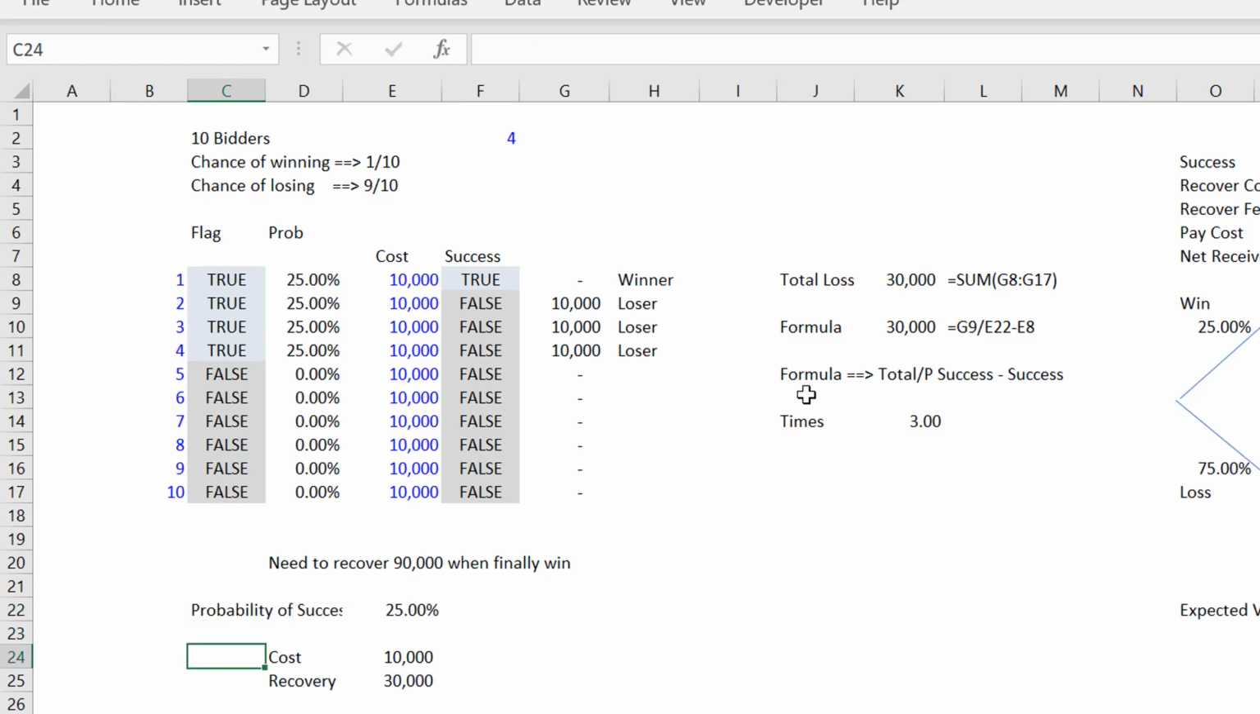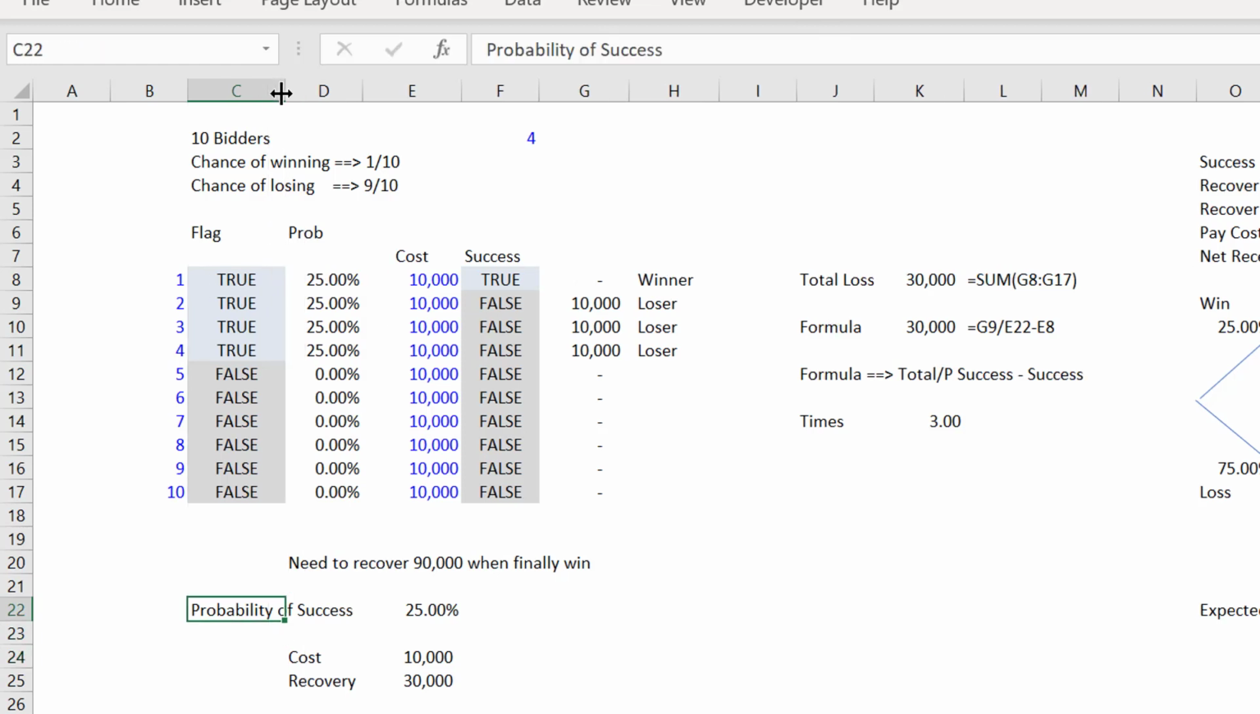And when you succeed, your cost when you succeed is 10,000, and you're going to recover that. That's going to be a development cost that the bank and the off-taker and everybody else is going to allow you to recover. But then you also want recovery of failed bids, and that is going to be our 3,000.